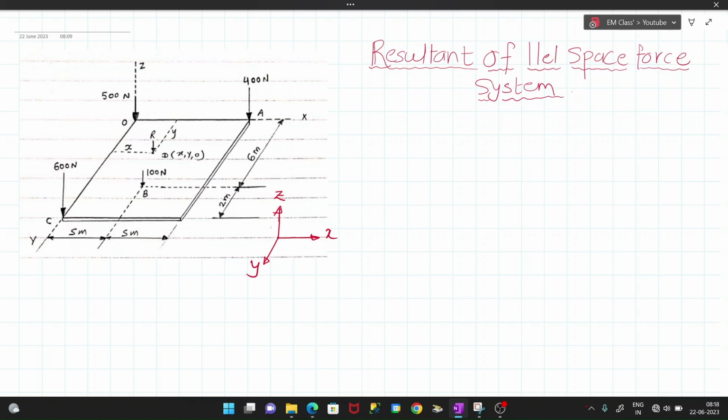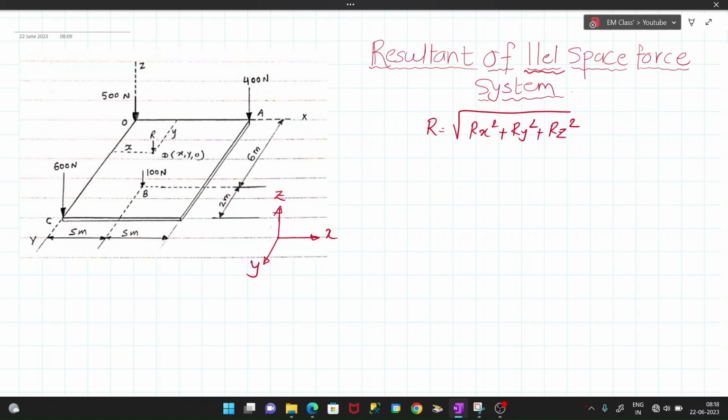Now observe the forces which are there in the force system. As you know, this is a parallel force system. The forces will be parallel to any one of these axes, meaning either the x-axis, the y-axis, or the z-axis. Here in this case, all the forces are parallel to the z-axis. If all the forces are parallel to one axis only, your resultant in general will be the combination of the x component, the y component, and the z component.